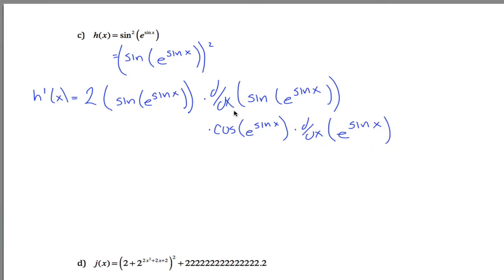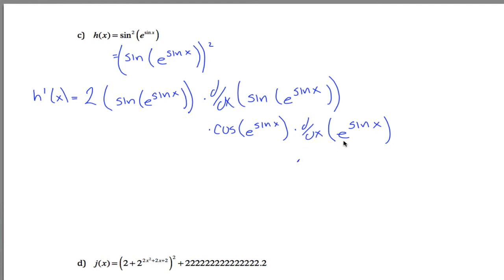So this entire thing is this derivative here. But this isn't done. I still have to figure out this part. I don't know if those arrows are helping. I'm going to leave those off. Still have to figure out this derivative here.